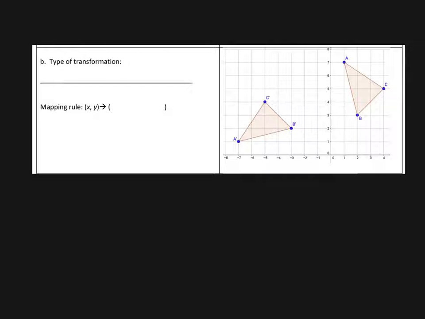Next sections, we're looking for you to identify still what type of transformation this is. It's the same size, so it's not a dilation, but it doesn't look like it's a reflection. It doesn't look like it's a translation. It's not sliding anywhere. It definitely changes orientation. So it looks like this is a rotation.